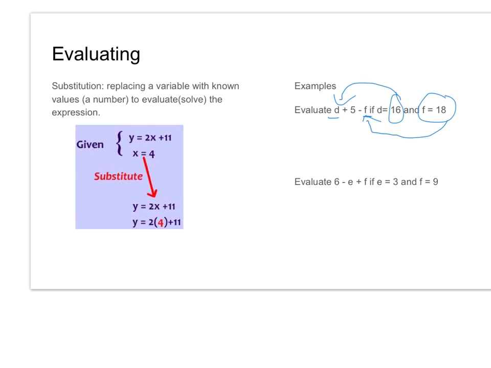So d is now 16, so you're going to have 16 plus 5, and you're going to minus 18 because that's what f equals. So now you need to add 16 plus 5 together, which gives you 21. And then you're going to minus your 18, which will give you your final answer of 3.